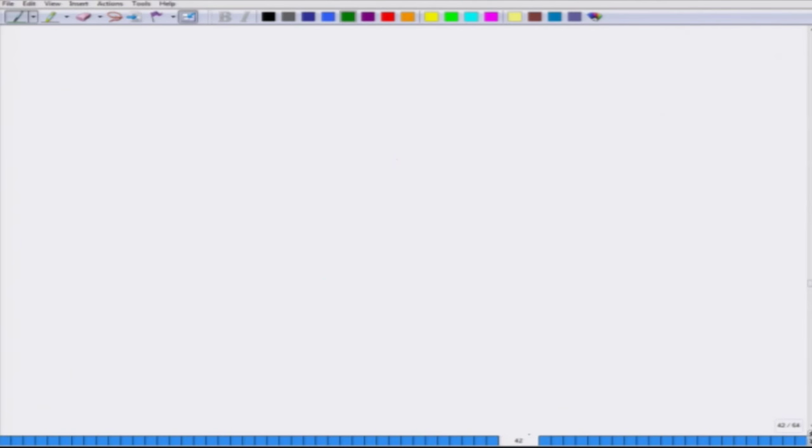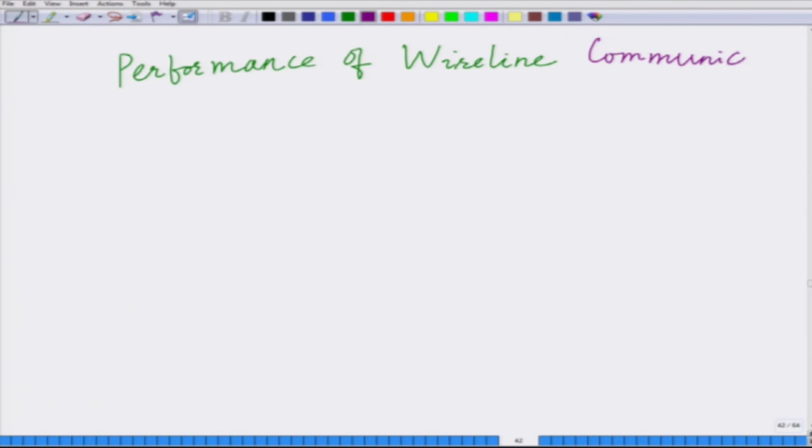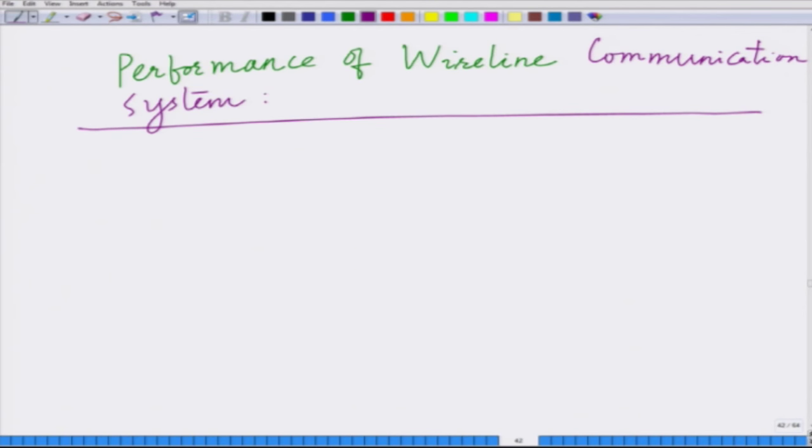So let us start by modeling the performance of a wire line communication system. I can consider a simple system with a transmitted symbol X. At the receiver, of course, there is going to be the corrupting influence of noise. So I have the addition of the noise at the receiver, and I have the received symbol, which is Y.